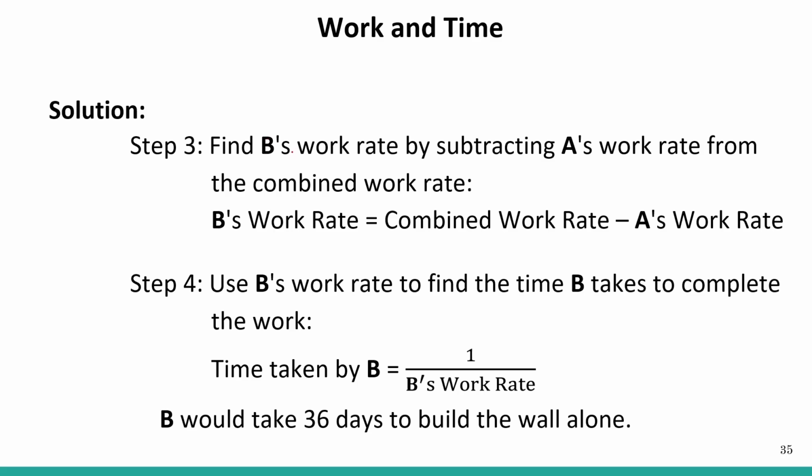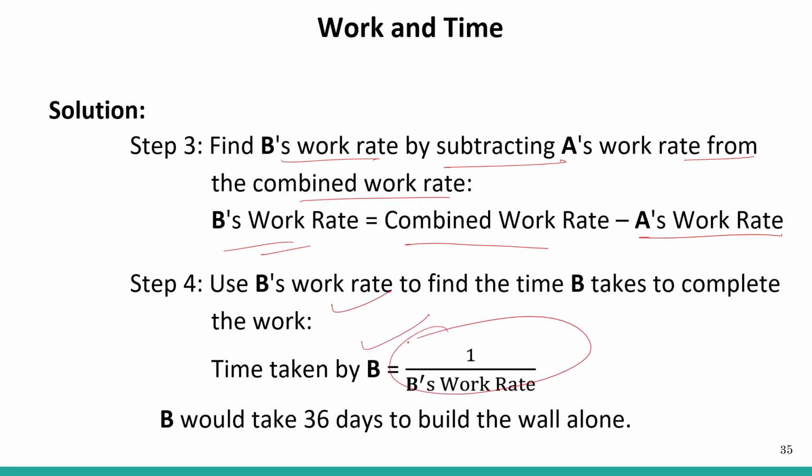So now let's find B's work rate by subtracting A's work rate from the combined work rate. So B's work rate is equal to what? Combined work rate minus A's work rate. So using B's work rate to find the time B takes to complete the work. So time taken by B is equal to 1 by B's work rate. Since this is equal to 1 by 36, so time taken by B will be what? 36. Okay, B would take 36 days to build the wall alone.